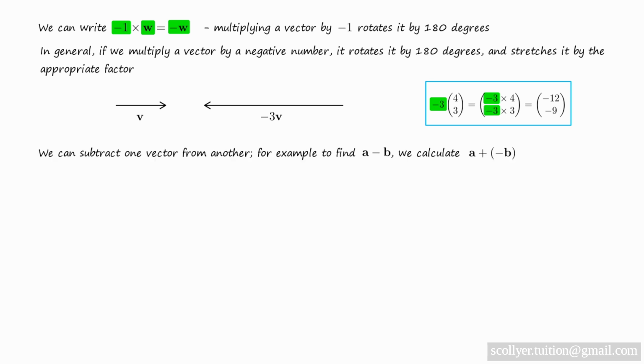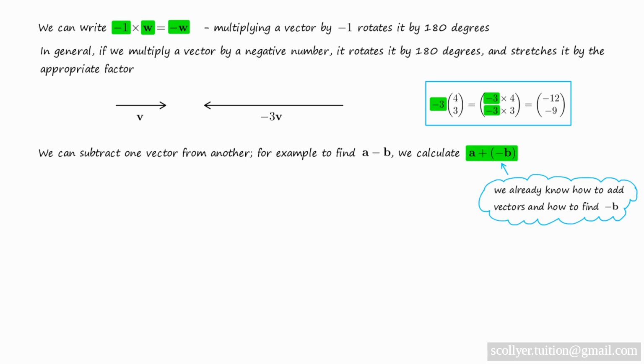We can subtract one vector from another, so to calculate a minus b, we actually compute a plus minus b. We do that because we already know how to add vectors and we know how to find minus b. So for example, to find a minus b, given these two vectors, we find minus b, and then we take a, and we add minus b to that, head to tail, and compute the resultant, which is a minus b.